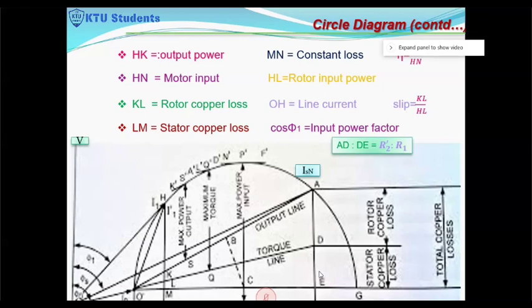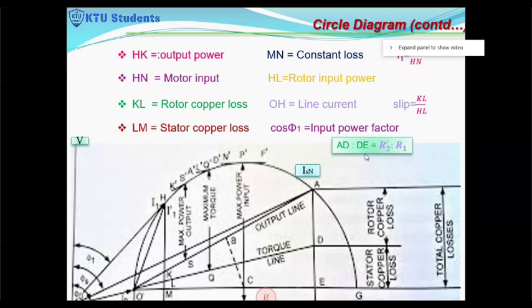So in order to divide the stator copper loss and the rotor copper loss, we have to take one ratio, that is AD is to DE, which will be equal to R2 dash is to R1. R2 dash is nothing but R01 obtained from the blocked rotor test minus R1, that is the DC resistance, and you have a DC resistance value. So you have to take R2 dash is to R1.